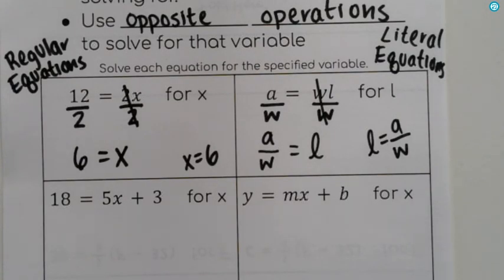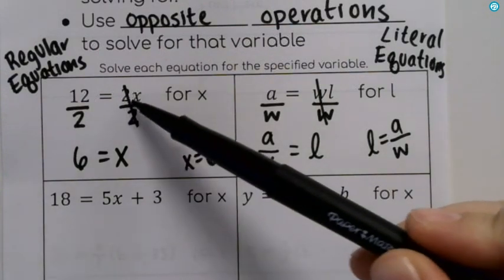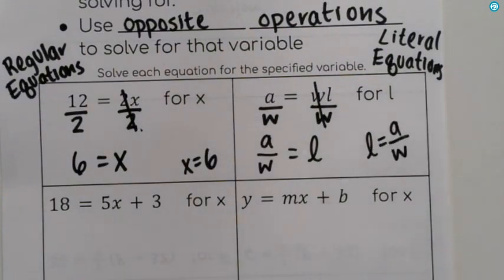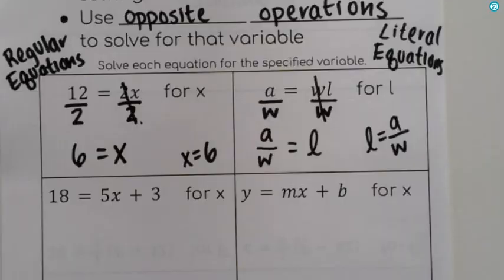Okay, so what we've learned is the opposite of multiplication here is division. So if we need to get rid of something that's being multiplied, we divide both sides by it. Any questions so far?